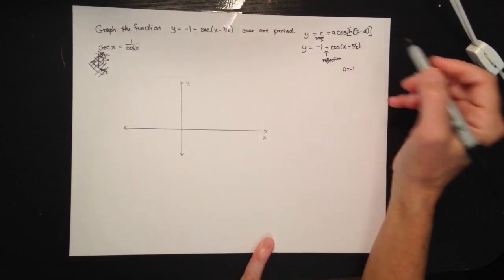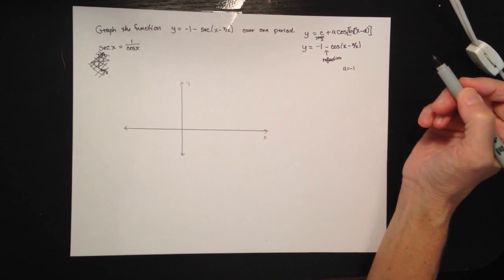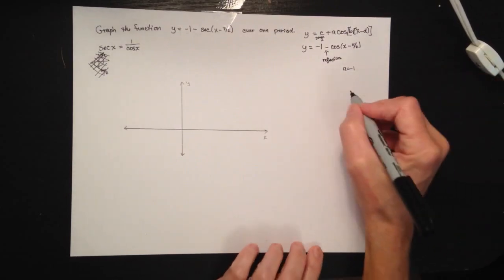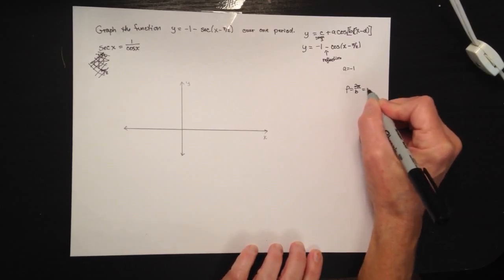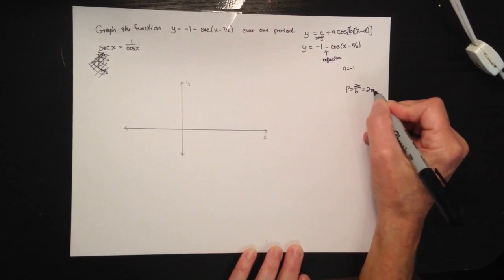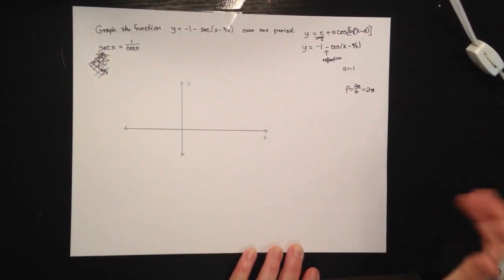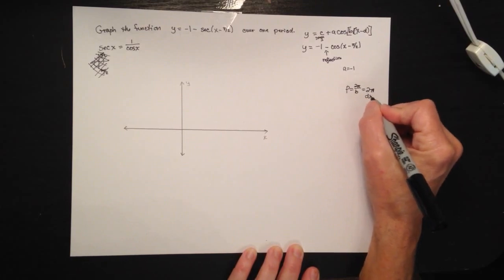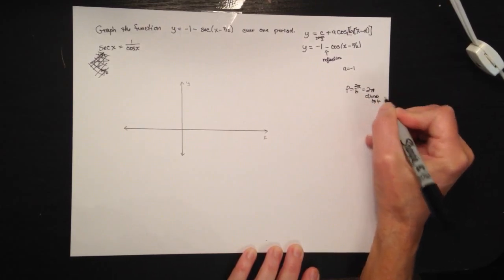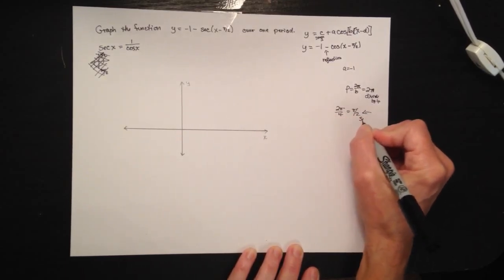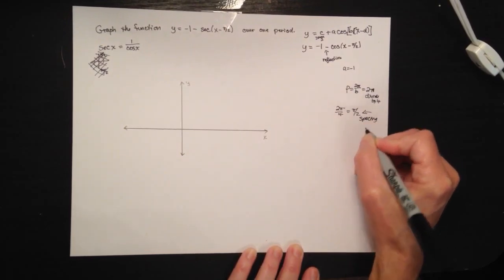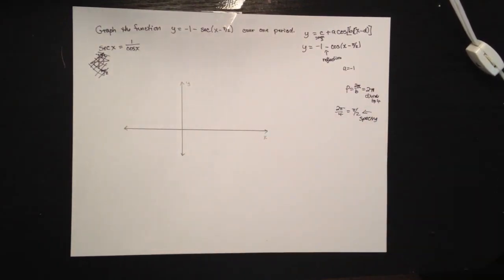b is equal to 1 in this case, so the period of 2 pi will not be affected. It's still going to be 2 pi. So the period is equal to 2 pi over b, but b is 1 in our case, so it's 2 pi. Then we find the spacing between our main points by taking 2 pi divided by 4, which gives us pi over 2, and this is going to tell us the spacing between our x values. Then if we want to graph this cosine graph, we set up this interval and solve it.